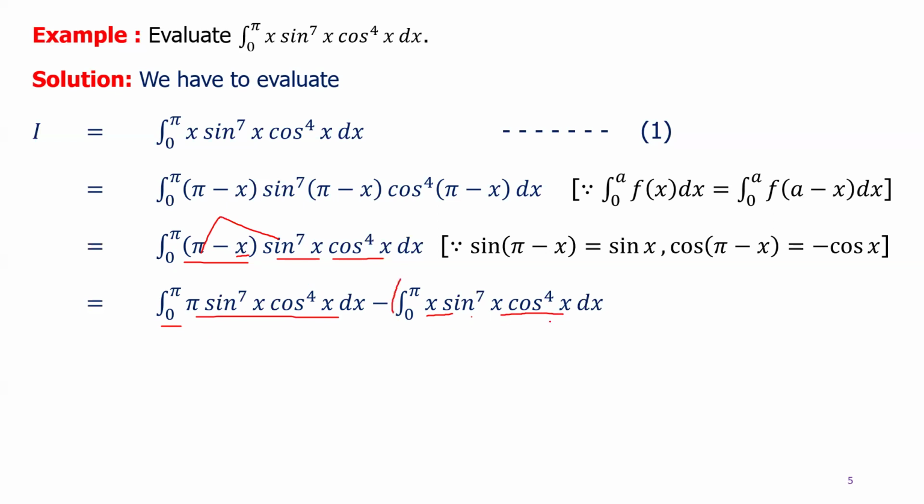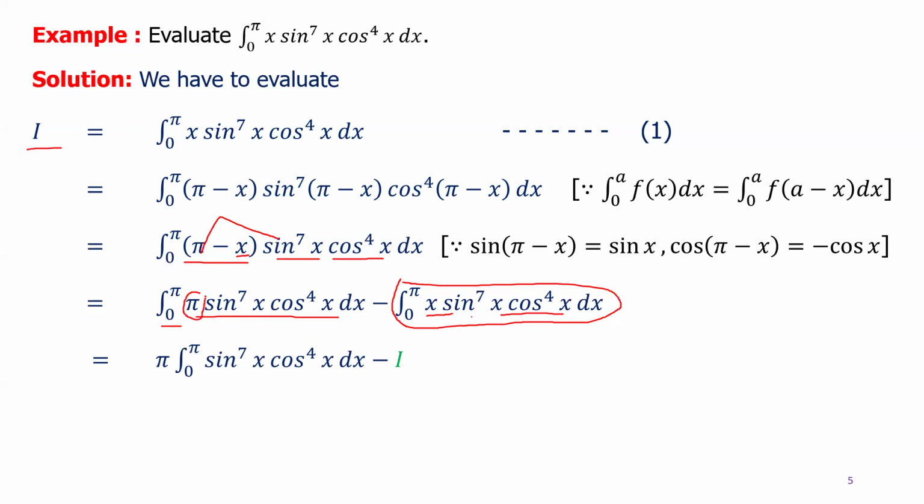If we see the second integration of this expression, it is nothing but the value of I. So we replace this integration as I. Now we take pi from the first integration outside, which gives us pi into the integration of 0 to pi of sin^7 x cos^4 x with respect to x, minus I. Now we move this I to the left hand side. It will become I plus I, which is 2I.